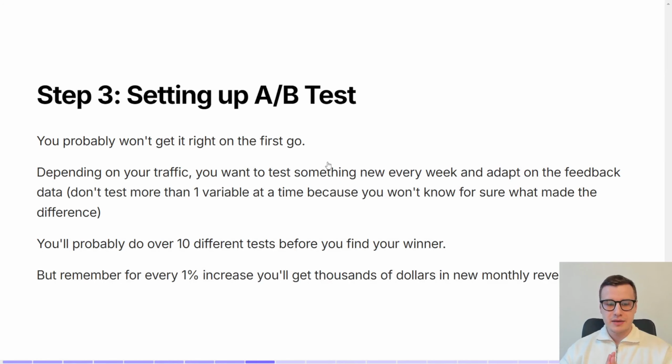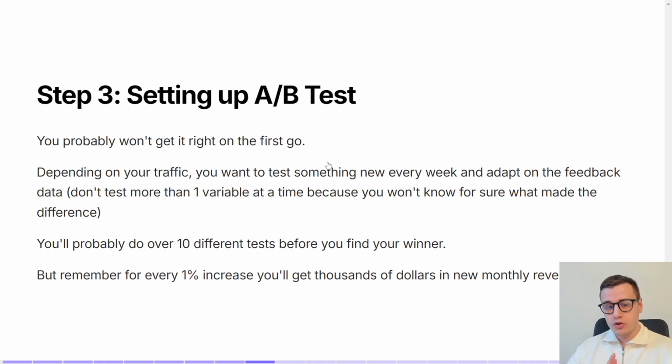So step 3 is setting up A/B tests. Now you probably won't get it right on the first go. And what I mean is you won't get the highest possible conversion rate for your specific brand on the first go. It probably looks like this, right? You'll probably have, let's say, a 6 conversion rate, then it will maybe be 8, then you'll maybe fall down to 4 because you will test something new, then it will go up and down, and that's usually how it looks like. So it's basically like a roller coaster, right?